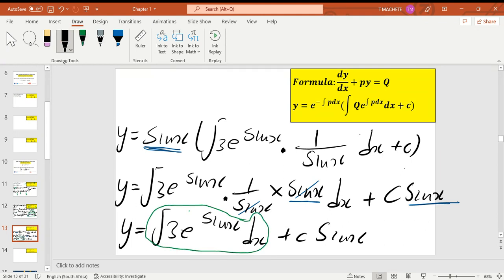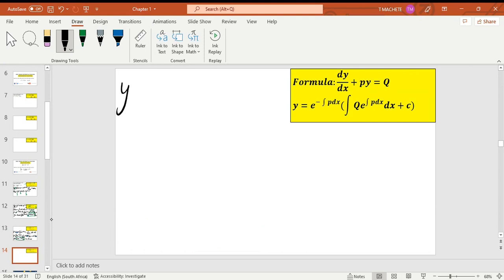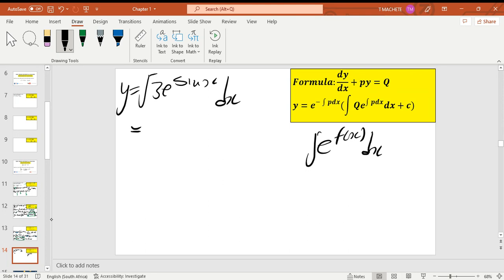Then you are done. So the integration of 3e to the power sin x dx will be equal to, so remember, if you want to integrate this from your table of integrals, you will see that the integration of e to the power f of x will give you e^f(x) over the f prime of x. That's what we're gonna do there.